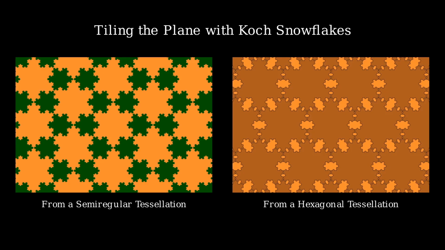So we have 2 ways to tile the plane with Koch snowflakes. One uses a semiregular tessellation to produce a tiling of Koch snowflakes of 2 different sizes. The other uses a hexagonal tessellation to produce a tiling of Koch snowflakes and anti-snowflakes.